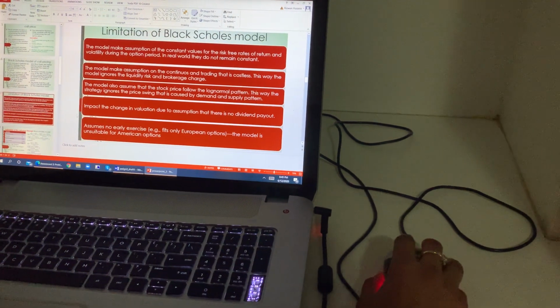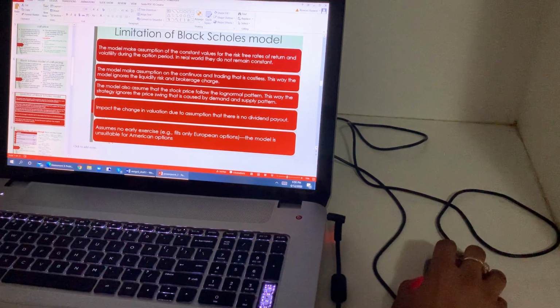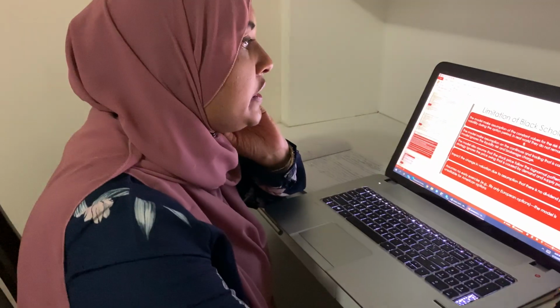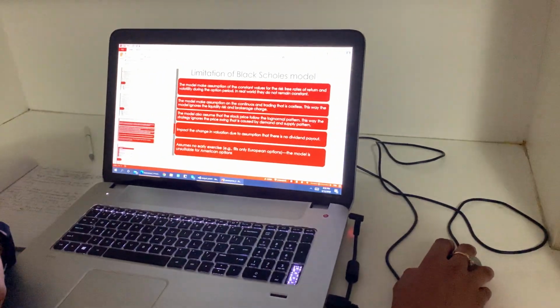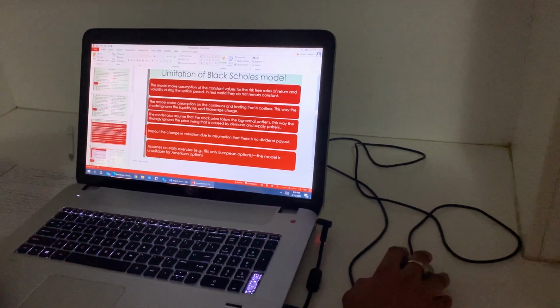There are some limitations of the Black-Scholes model. The model assumes constant values for the risk-free rate of return and volatility during the option period. In the real world, they do not remain constant. The model also assumes continuous trading that is costless. This way, the model ignores liquidity risk and brokerage charges.